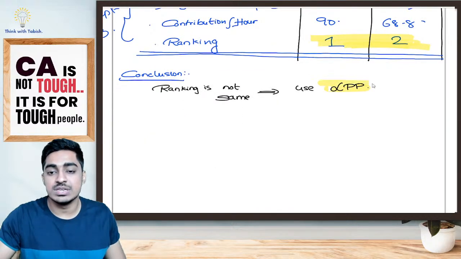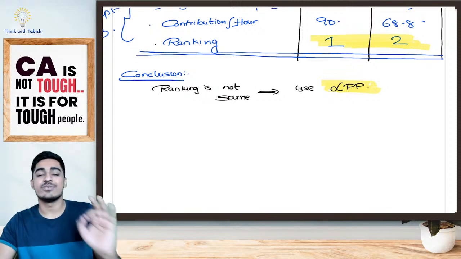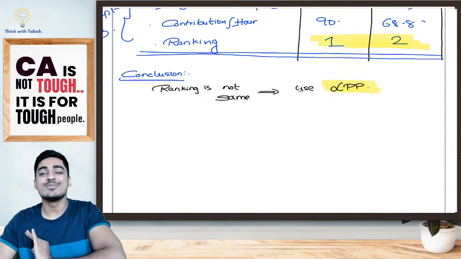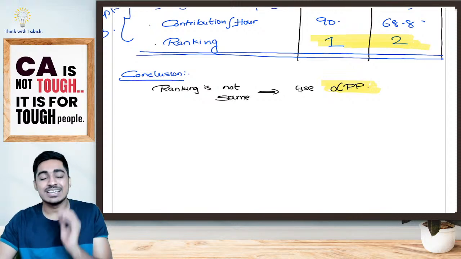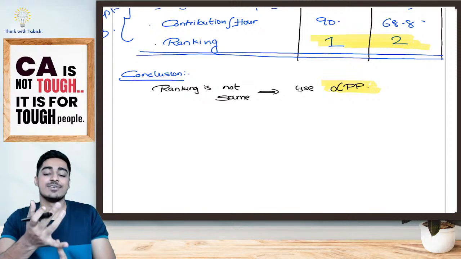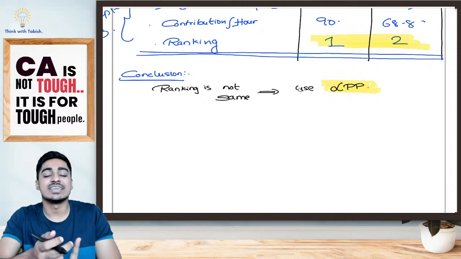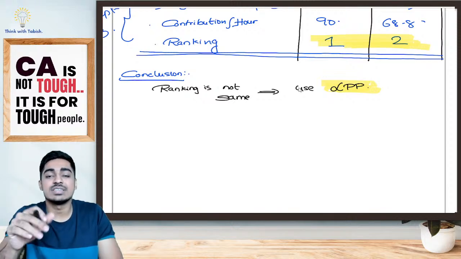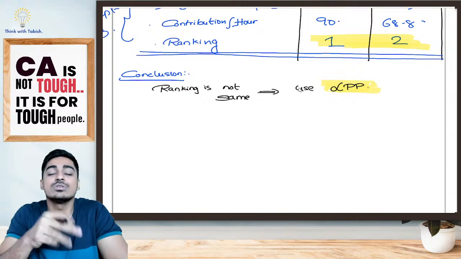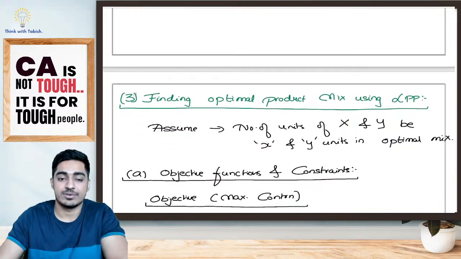So what we need to do is go for LPP. Basically, whatever steps we have done till now were of no use; nothing has got us to the answer. The only conclusion: first, we looked at whether each is a limiting factor, and we got to know all three are limiting factors. Second, we looked at the contribution per limiting factor, and we got to know all factors have different rankings. So we need to follow LPP.